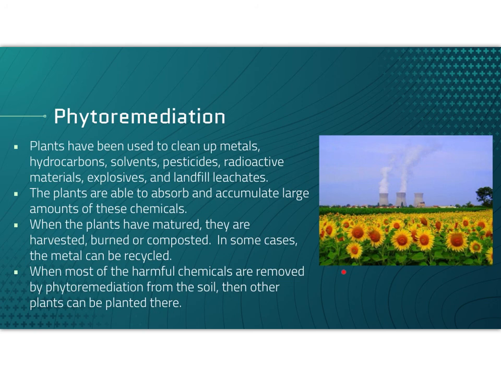A big example of this is sunflowers. Sunflowers can absorb radiation from the soil. So sunflowers were planted around Chernobyl and the nuclear plant in Japan that was affected by the earthquake to remove radiation in the soil. Those plants then have to be disposed of properly though.